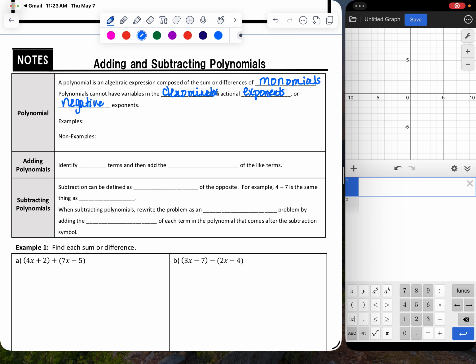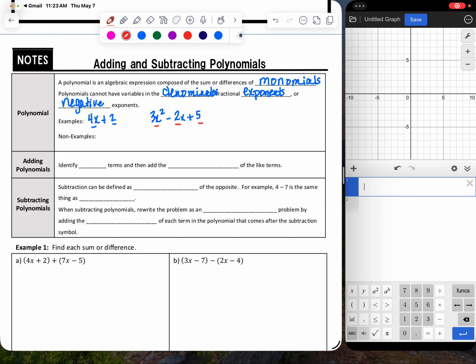So an example of a polynomial might be something like 4x plus 2. Notice we have a monomial, 4x, and another monomial, 2, and they're combined with addition. Or we might have something like 3x squared minus 2x plus 5. So here we have 1, 2, 3 monomials combined with subtraction and addition. So these are examples of polynomials.